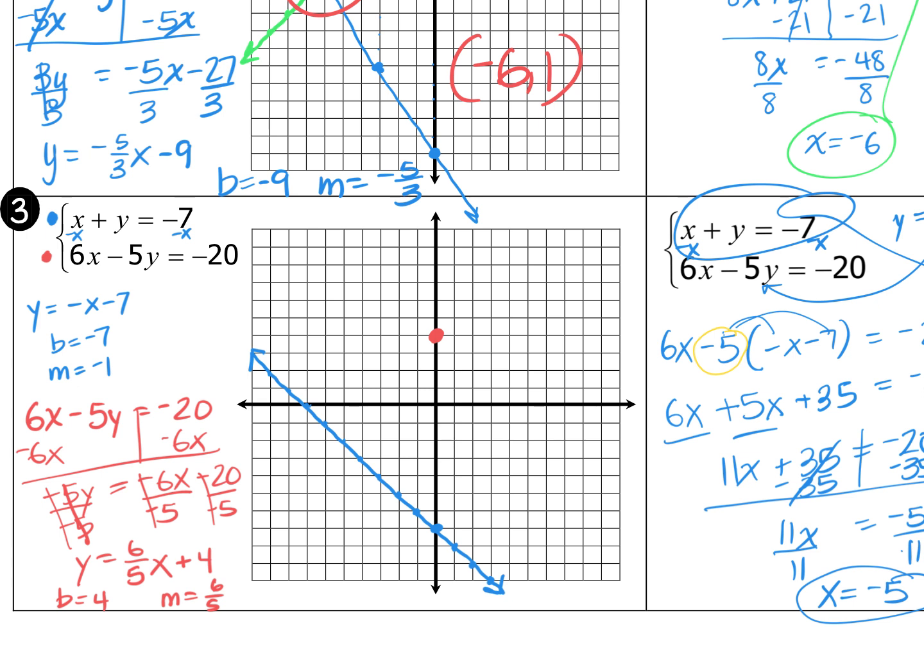6/5 is a positive one, so I'm going to go up 6, right 5. I ran out of space, so I'm going to go down 6, left 5, and I'm going to draw that line in. And our point of intersection is -5, -2, and is that what we got for all of those? Yes. Awesome.